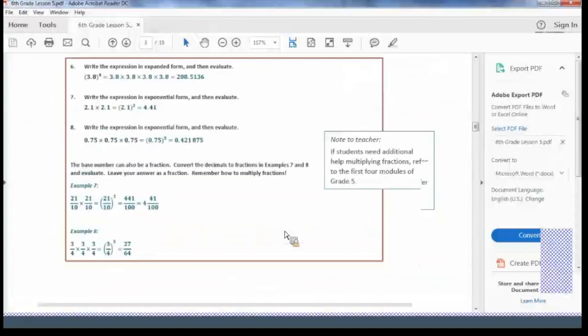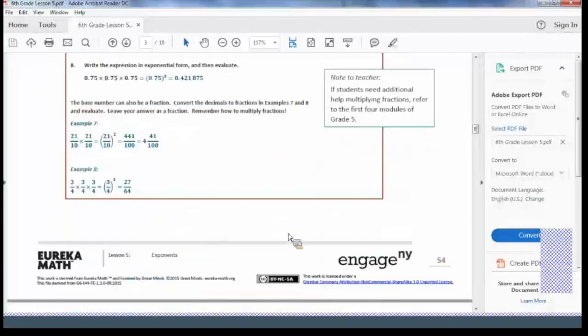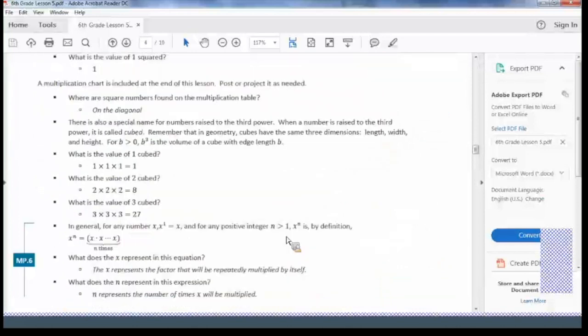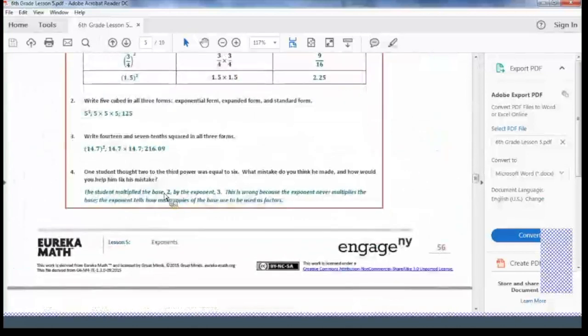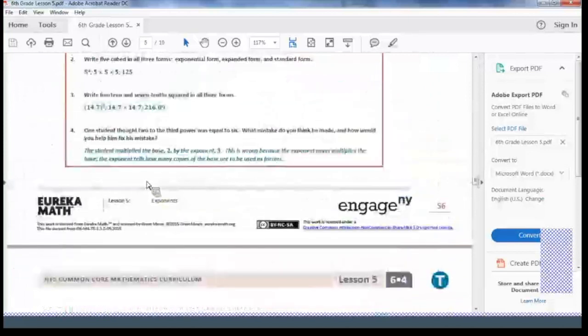Two other parts of the lesson that I would definitely emphasize as the teacher to really hit home the concept: I thought question 4 at the bottom of page 56, where one student thought 2 to the 3rd power was equal to 6. Anytime we see questions where students are identifying a mistake or explaining someone's reasoning, or what was incorrect about it, that really helps hit at conceptual understanding again.